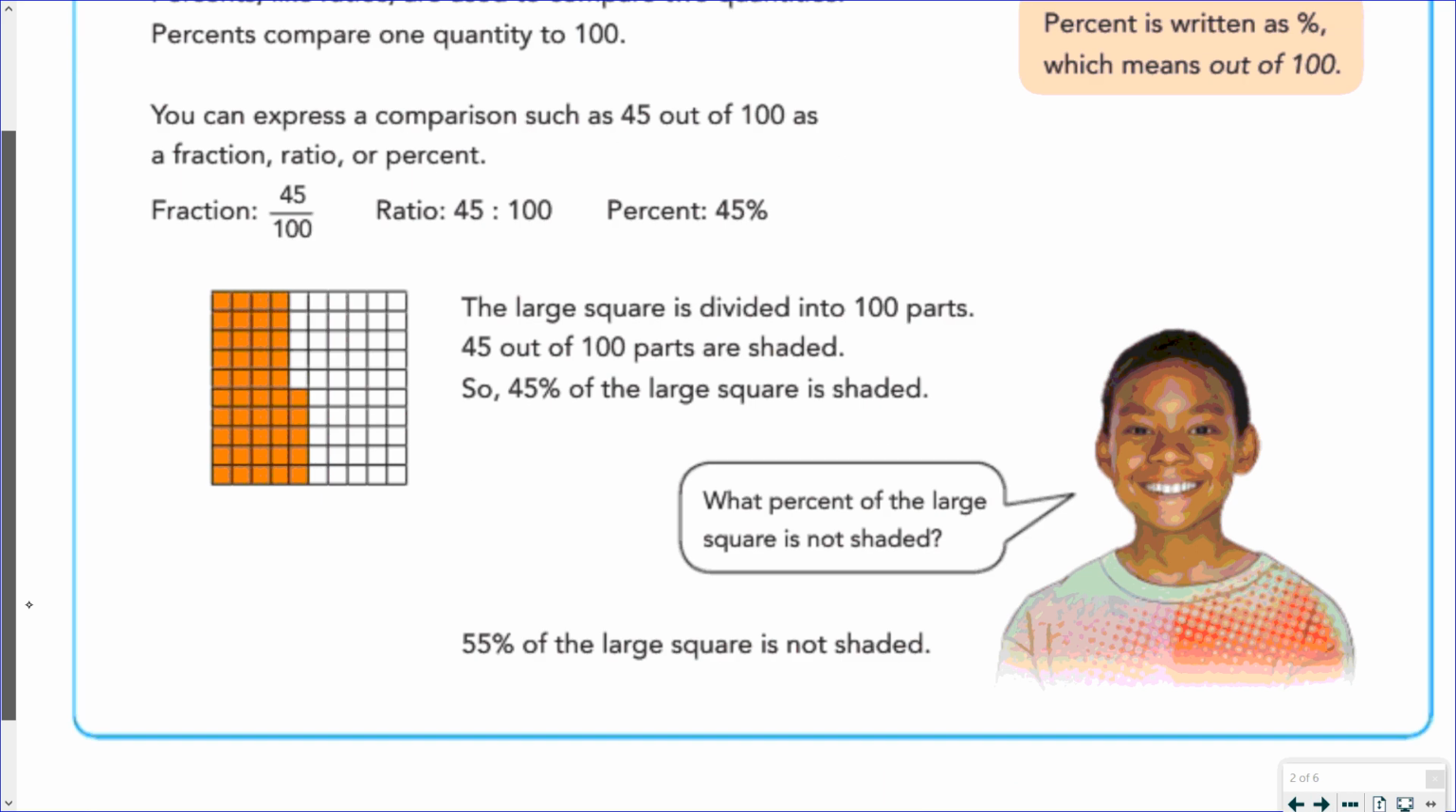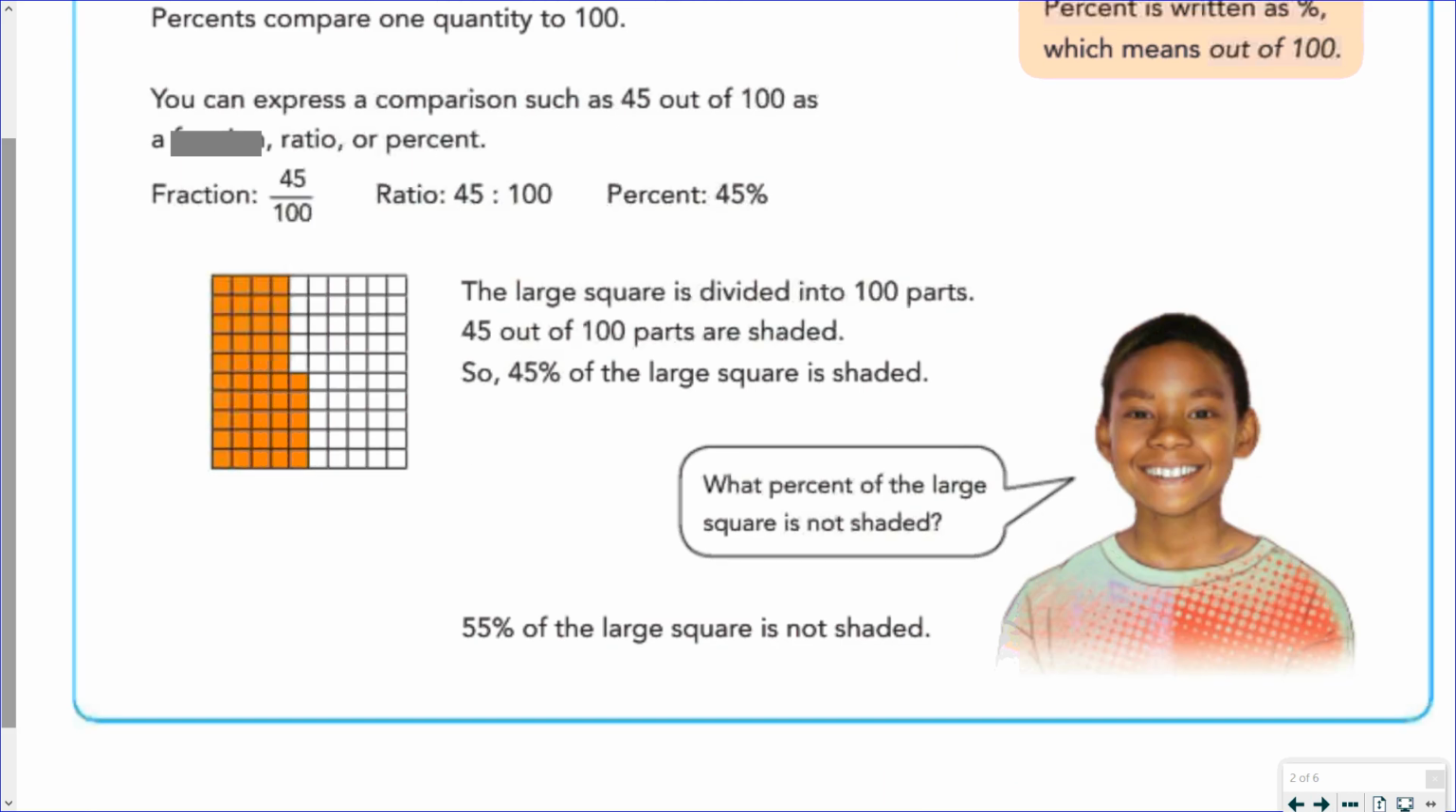And then we can look at it another way. If we're looking at what's not shaded, we would have 55% not shaded, since 55 plus 45 is 100.